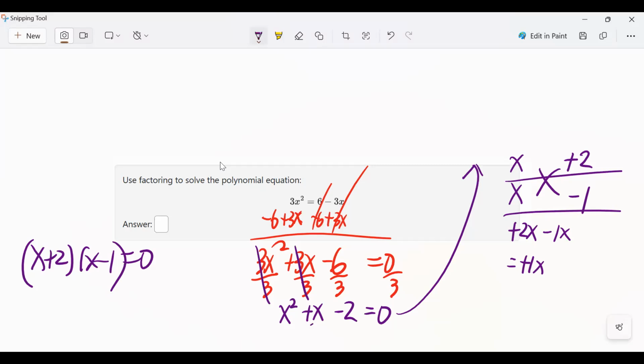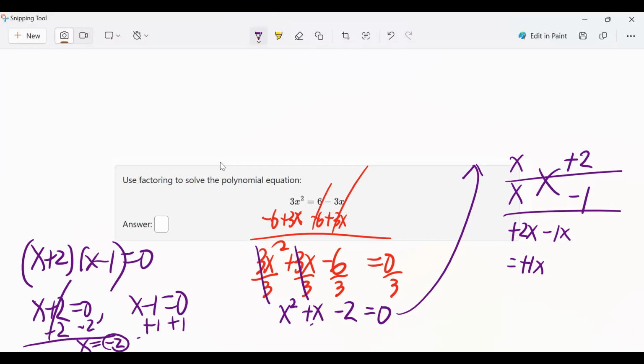Each factor equals 0. So x plus 2 equals 0, and x minus 1 equals 0. Here, x equals -2. Adding 1 here, x equals 1. Okay, there are a couple of solutions, -2 and 1.